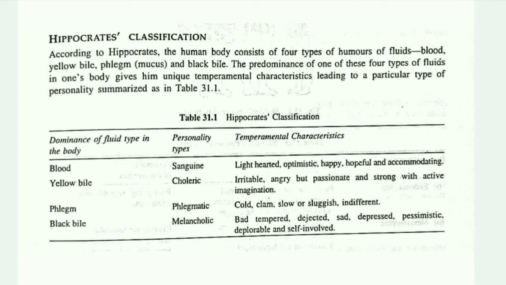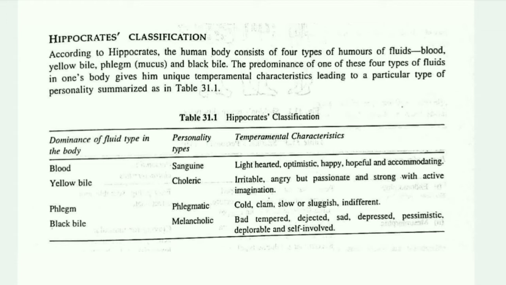So he classified that there are four types of fluids present in the body. One is blood, another is yellow bile, then phlegm or mucus, and black bile. The predominance of one of these four types of fluids in one body gives him unique temperamental characteristics leading to a particular type of personality, summarized in a table.